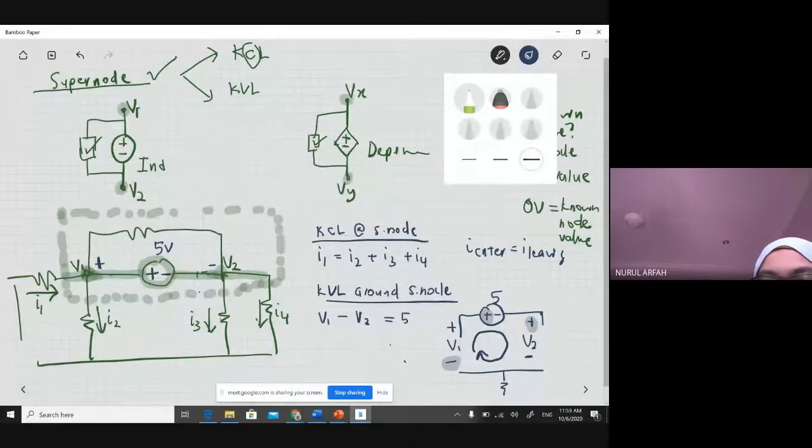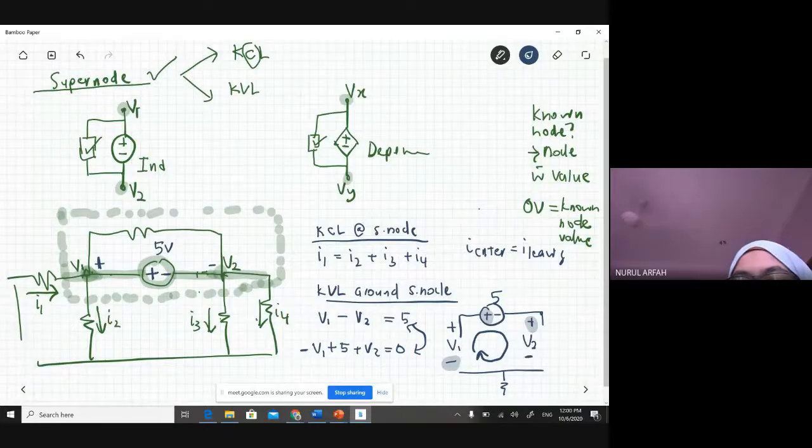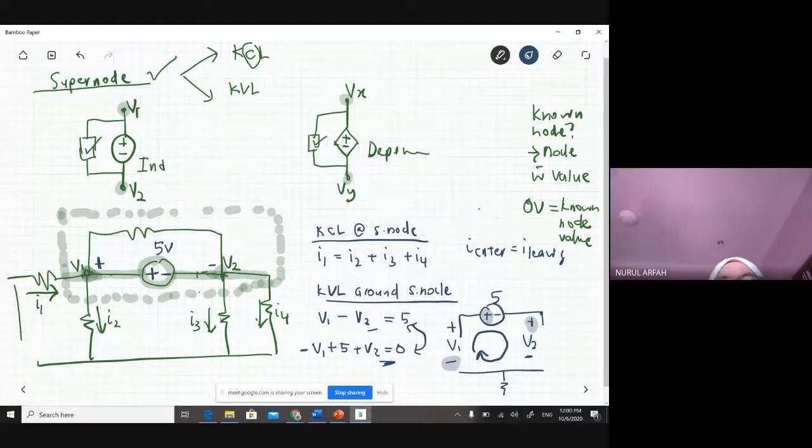KVL is actually you build up the voltages around the closed loop, right? So you have here V1 minus V1 plus 5 plus V2 equal to 0. We should have the same equation, right? Do you agree? Yes, just rearrange this and this, right? Okay, so basically if you have a supernode, then you should consider these two equations.